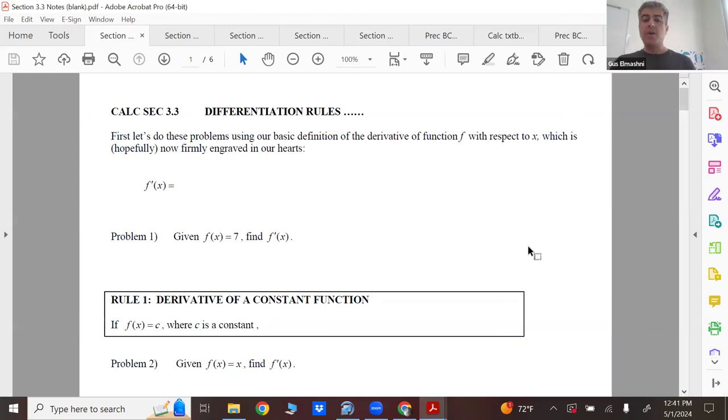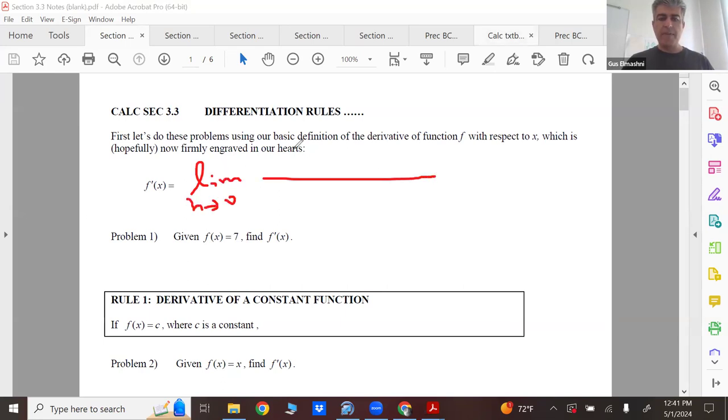All right. So, differentiation rules. Okay. So what we know, the basic definition of derivative is this. The limit as h approaches zero of f of x plus h minus f of x all over h. We know this, right?